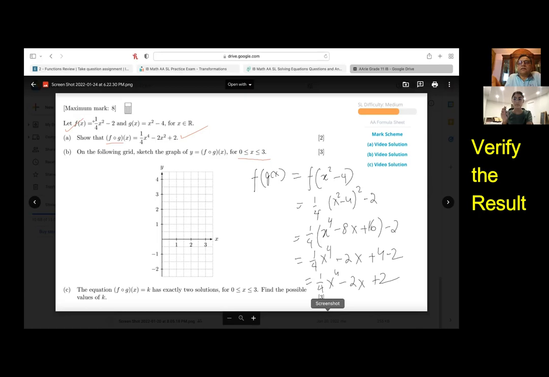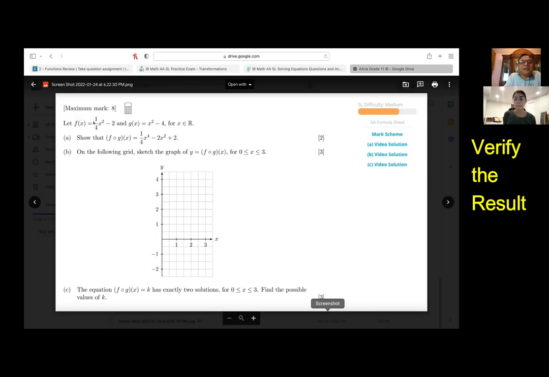Let me erase this. I need the screen really. And then work it out, correct? So we have this particular function. Now you have to sketch this function. How will you sketch this function?